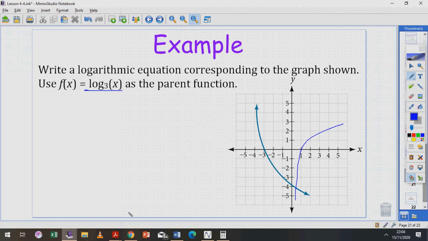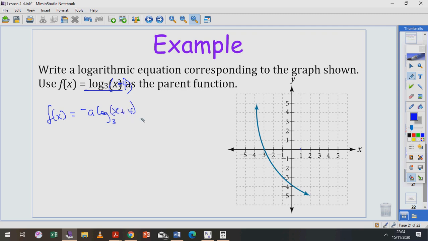But that's not all that's happening to my graph. On top of that, my graph is shifted a couple of units to the left. So let me see, 1, 2, 3, 4. So this x is shifted 4 units to the left, and that's represented with a +4, right? So I am expecting my function to be something like this: negative a logarithm of x plus 4 to the base 3. The 4 is because it's shifted 4 units to the left. That's visible. 1, 2, 3, 4.